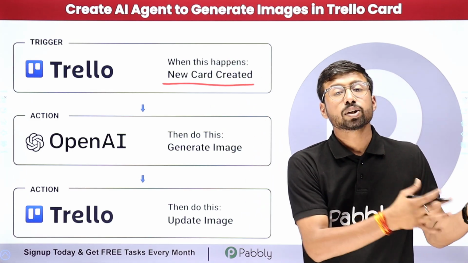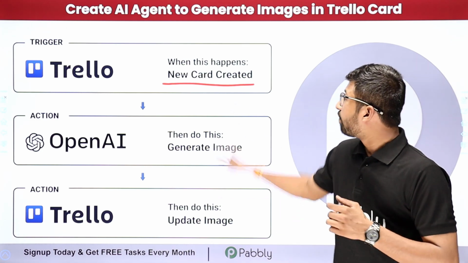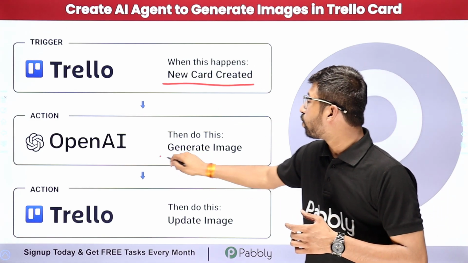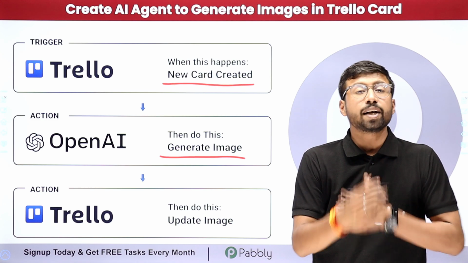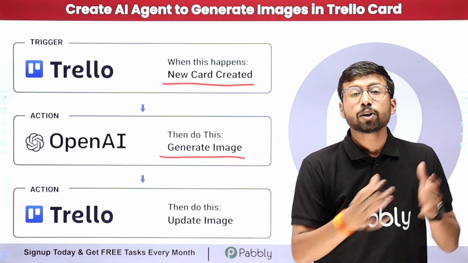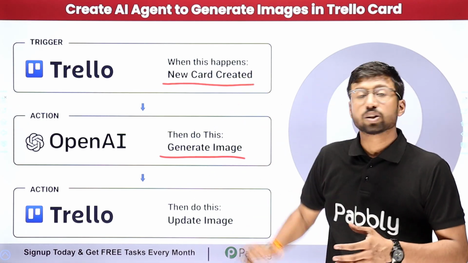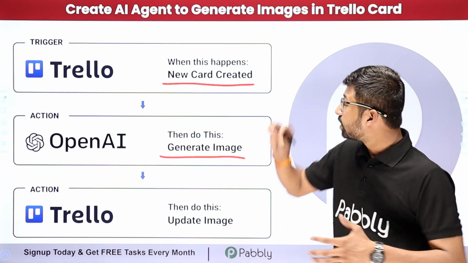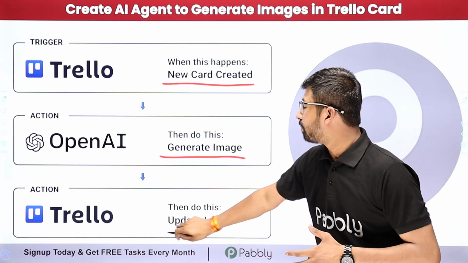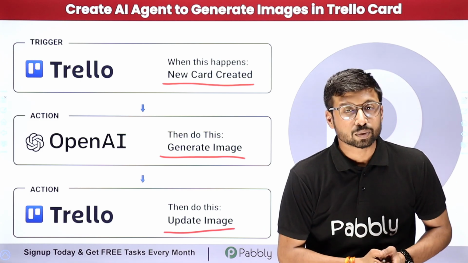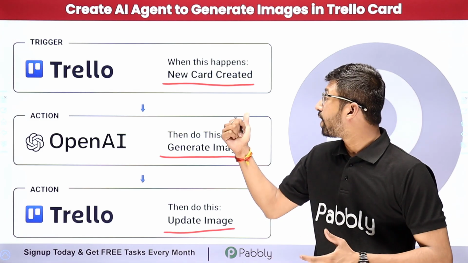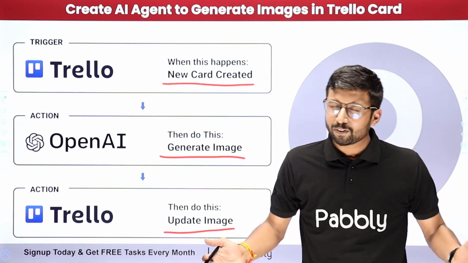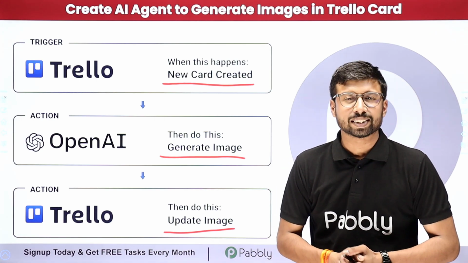After creating and capturing the card details, this AI agent will automatically send the card title to OpenAI, and using OpenAI, it is going to generate the image. The image will be generated taking the card title as the prompt, and after generating the image, this AI agent will update the same image back in the same Trello card as well. Now, if you want to know how you can create this AI agent all by yourself, let me just take you to my screen.